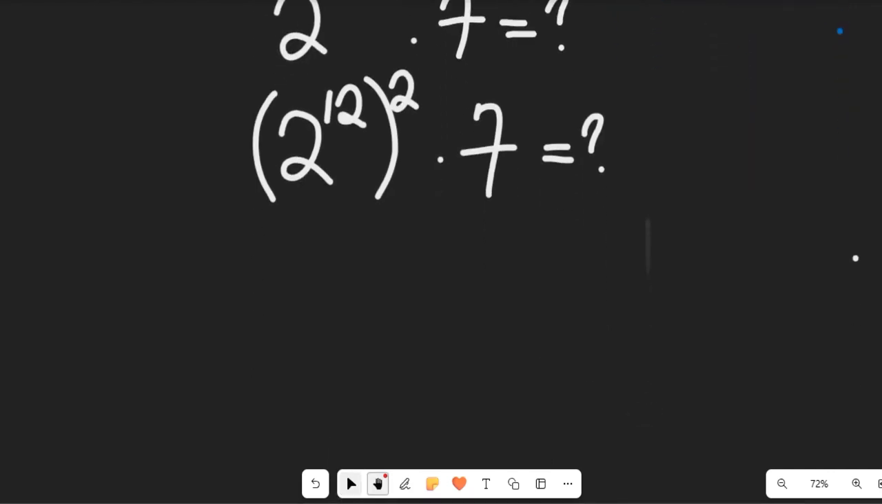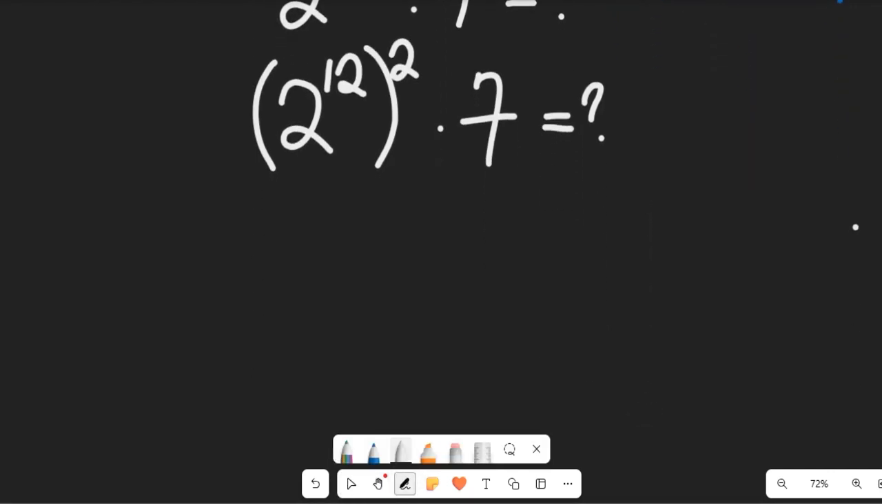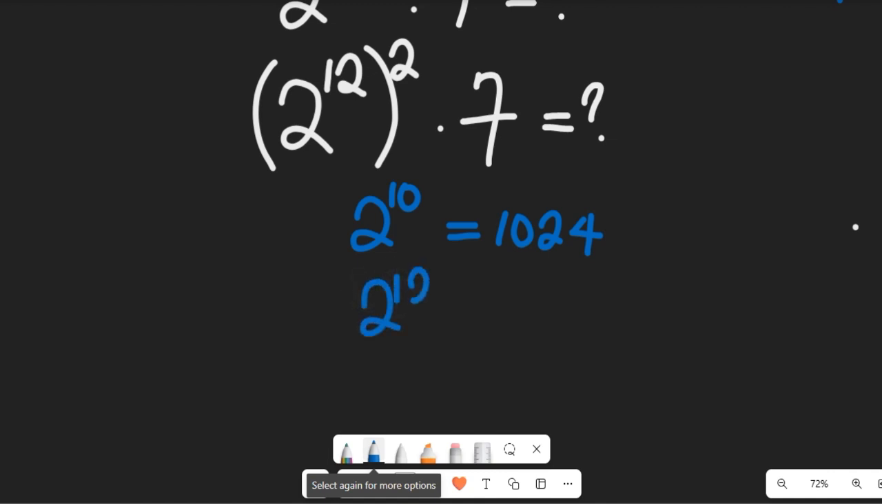Now in this expression, I want you to note something. You should note that it is normal that when we have 2 to the power of 10, 2 to the power of 10 will give us 1024. That's a unique number, right? Now what will 2 to the power of 12 give us? 2 to the power of 12 is going to give us 4096, right? That will give us 4096.